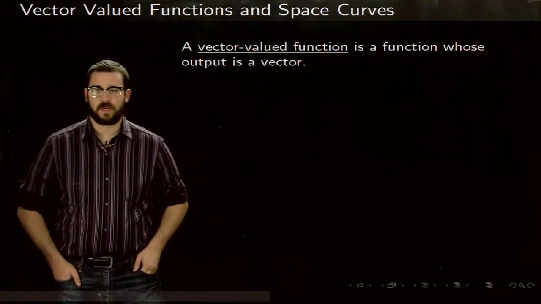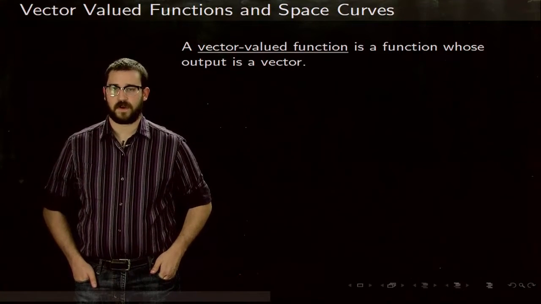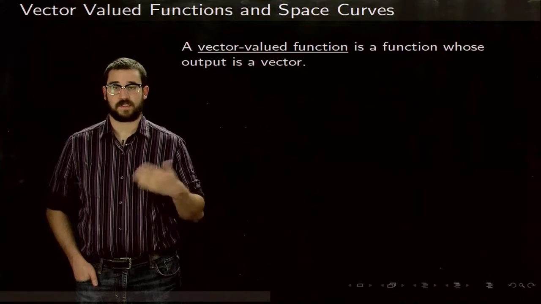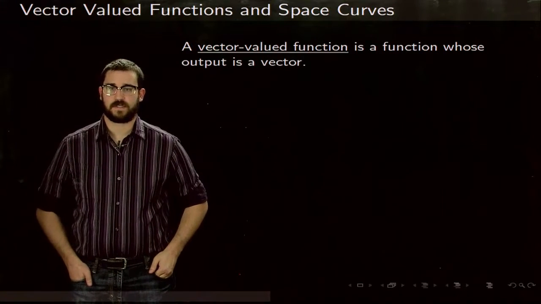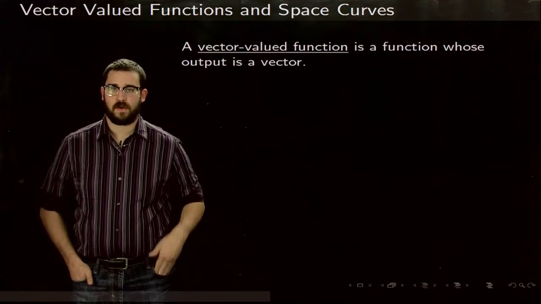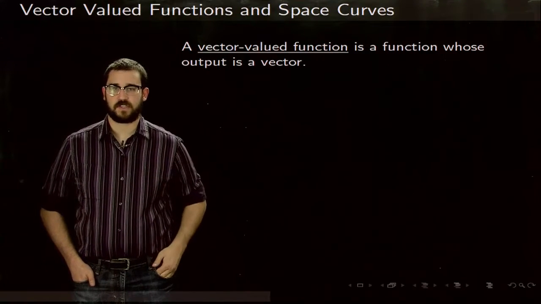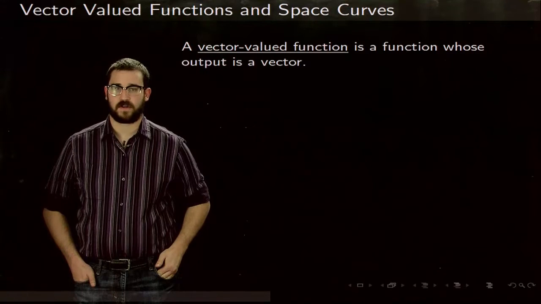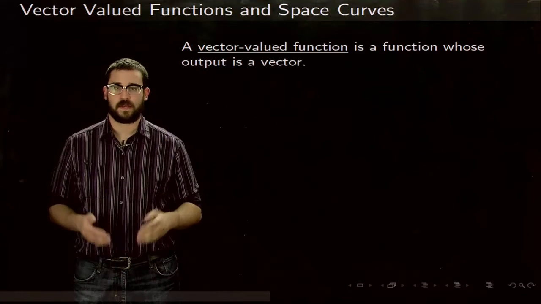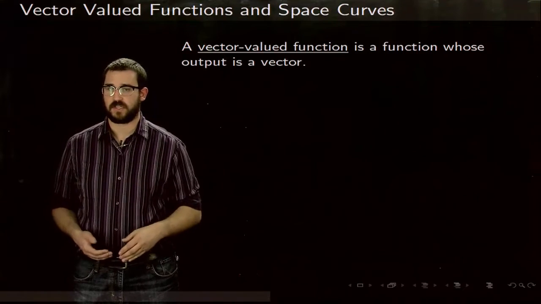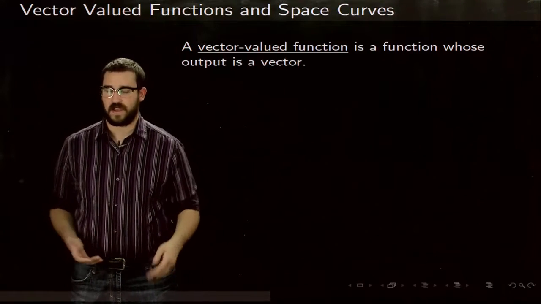So previously, we had talked about different types of functions, ones that maybe gave us lines or planes, and then we looked at some conic sections. So today we're going to talk about very nice types of functions, which are vector valued functions. And it's just what it stands for. A vector valued function is a function whose output is a vector.